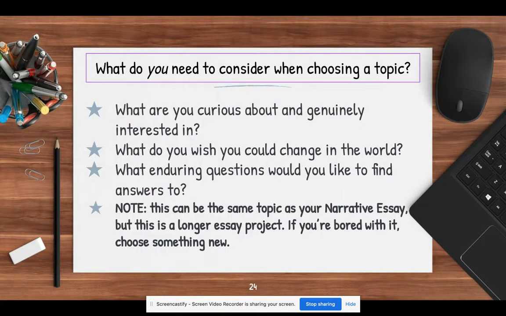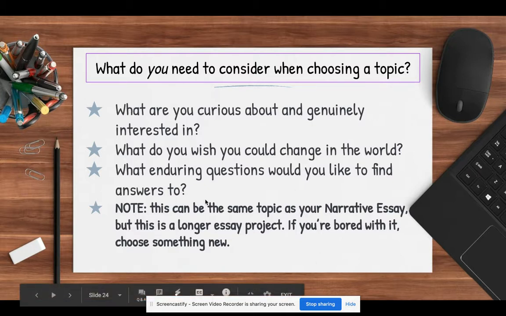So when you're choosing a topic, again, it has to be something you're curious about and genuinely interested in. This is the same slide I asked you to look at for the annotated bibliography topic. And I think if you have answers to these questions, it will really help you choose one that's appropriate. So you can choose the same one as the narrative essay. It can be the same one as the annotated bibliography. But if you're bored with it, pick something new.